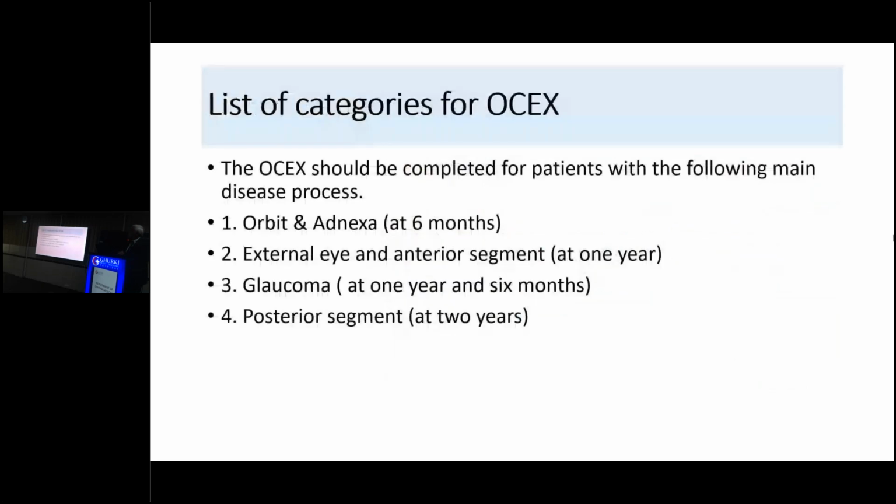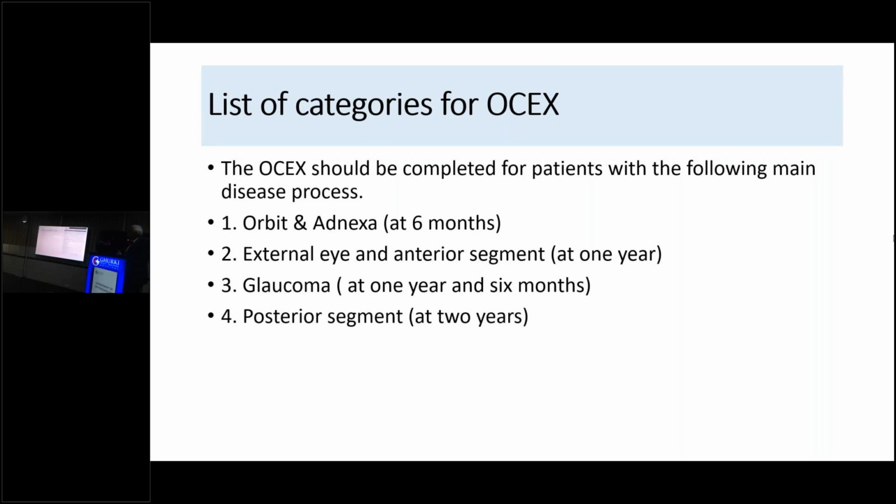So this was the plan. You can have an OCX on orbit and adnexa, then on external eye, then on glaucoma, and then posterior segment. If you divide it this way, this is how your FCPS is oriented as well, and you will get a good orientation.